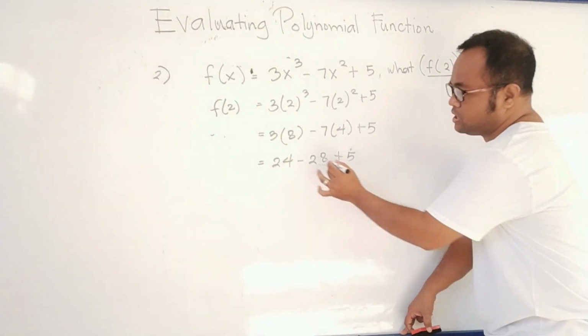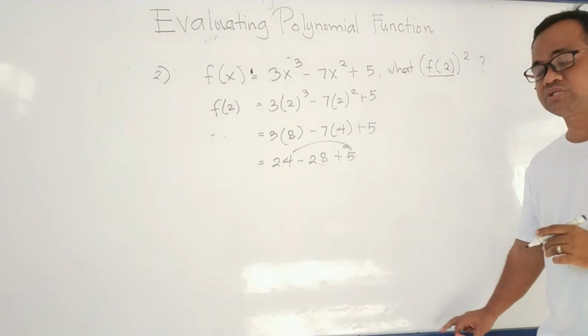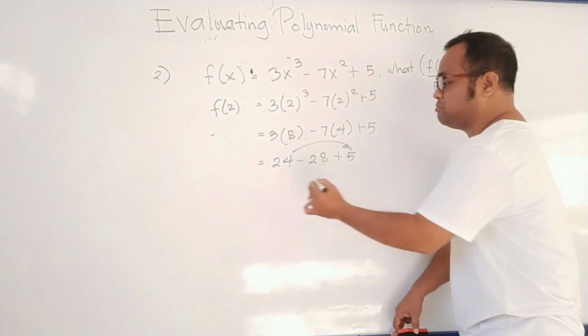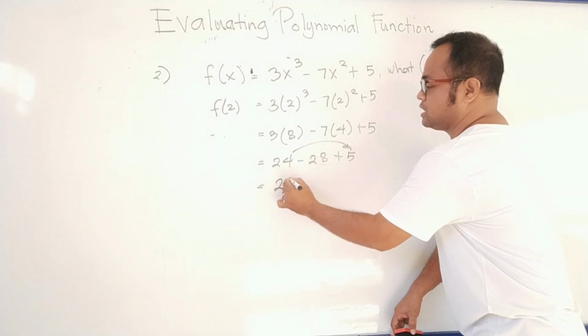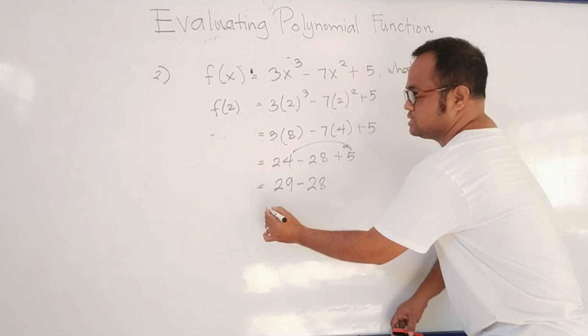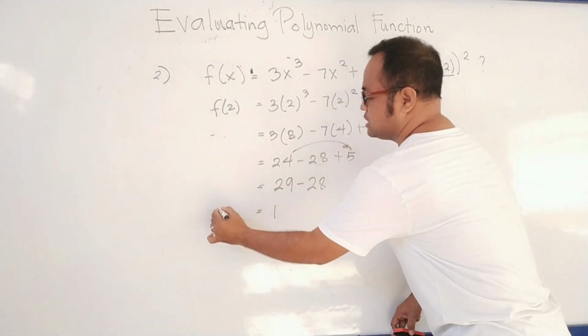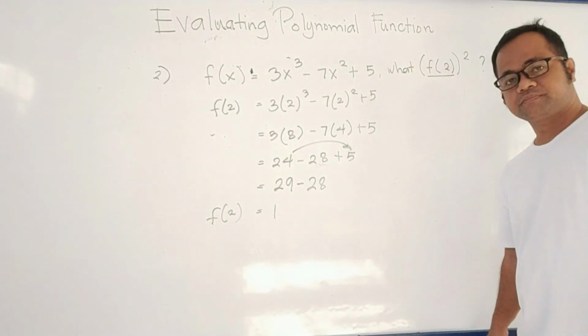So this time, 24 and 5 contain a positive sign. So they are like signs. So you combine these two. 24 plus 5 is 29. Then you subtract it to 28. So the answer is 1. So f of 2 is 1.